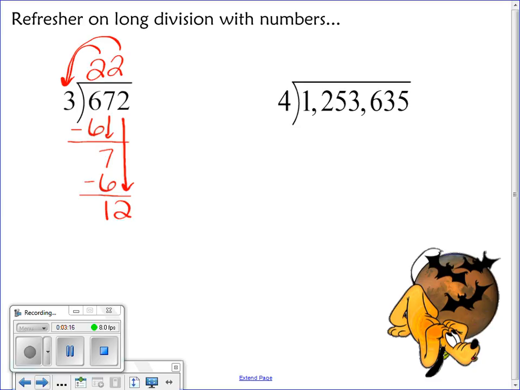So how many times does 3 go into 12? 4. And then you multiply. 4 times 3 is 12. And then we subtract. And there's 0. And there's nothing else to bring down. We're done. So 3 times 224 equals 672.